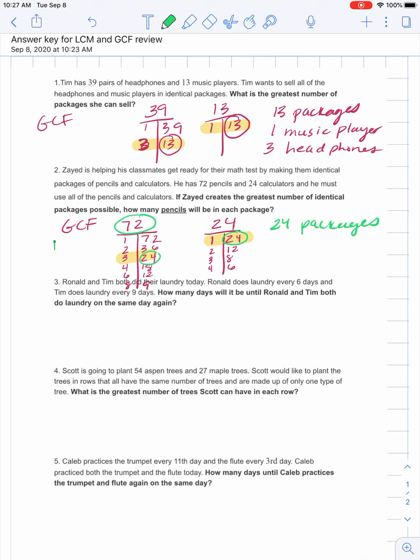So 6, 12, 18, 24, and we'll see if we have to do more. 9 times 1 is 9, 9 times 2 is 18, 9 times 3 is 27, and check it out. I notice that the first one they have in common is 18. So we could say that they will do laundry again at the same time in 18 days.